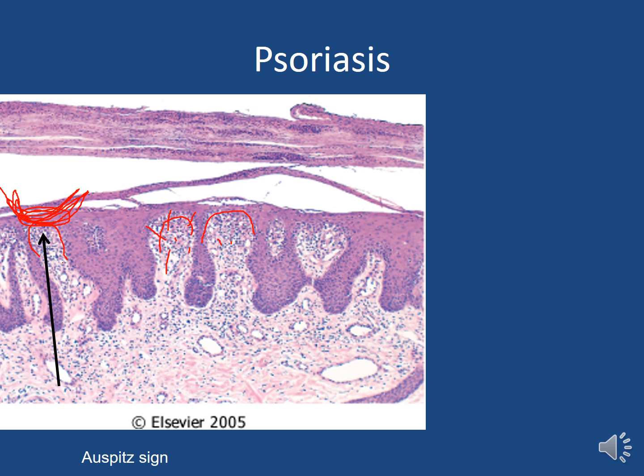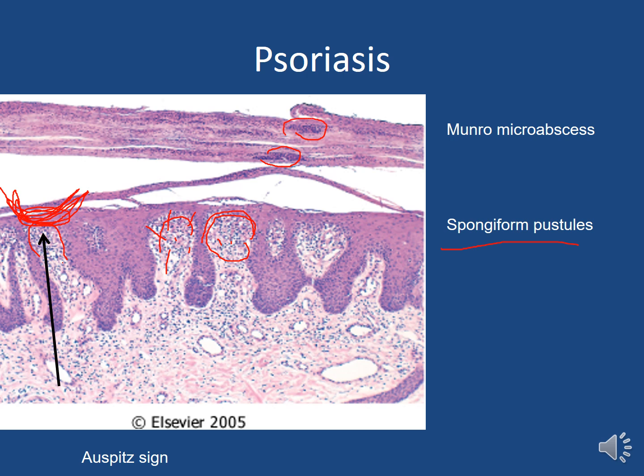And then the diffuse infiltration of the dermis by lymphocytes, which may be accompanied by neutrophils, is called by this microscopic term, spongiform pustule. And then the neutrophils may also become recruited in the stratum corneum.